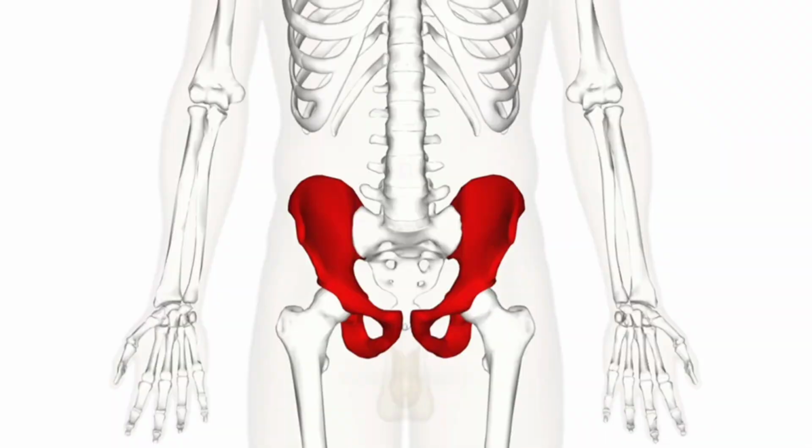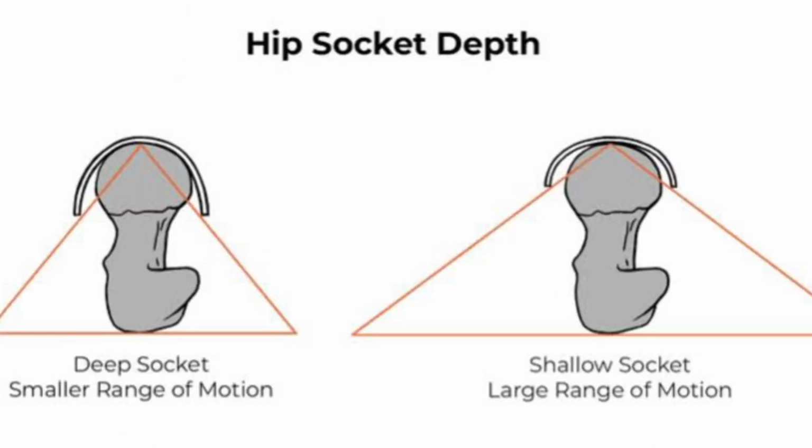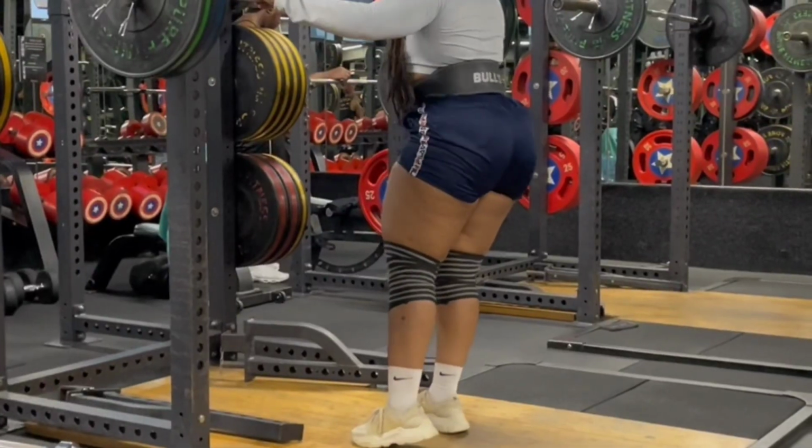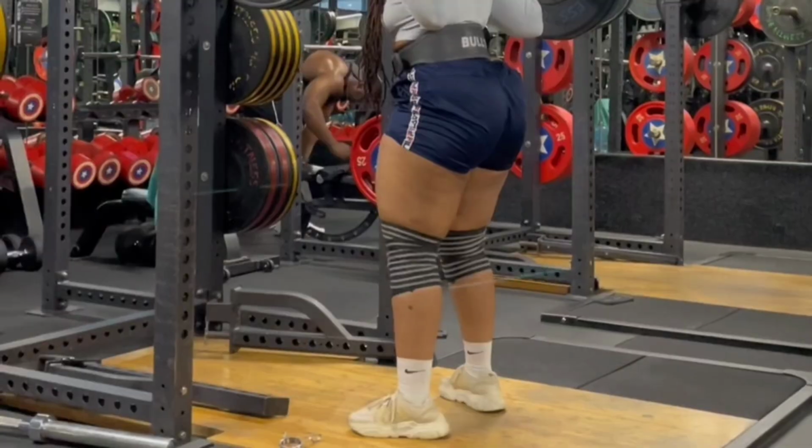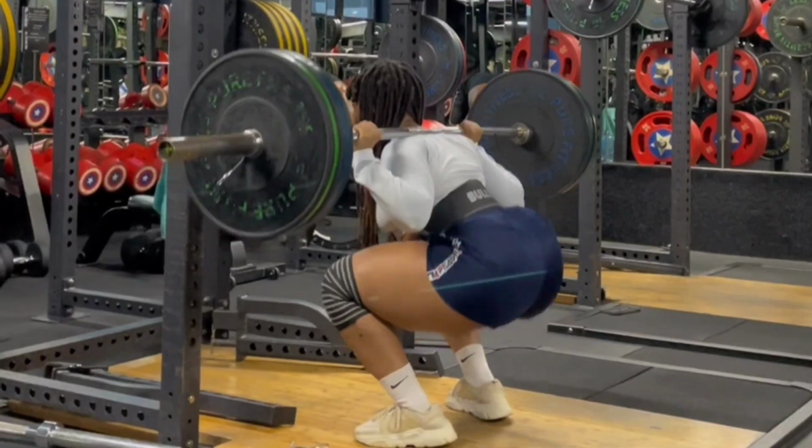The way we squat is influenced by a variety of factors, including the structure of our hips. Today, we are going to focus on two aspects of hip structure that affect how we squat: the hip rotation and the depth of the hip socket. Let's dive in and understand how these anatomical differences shape our squatting patterns.